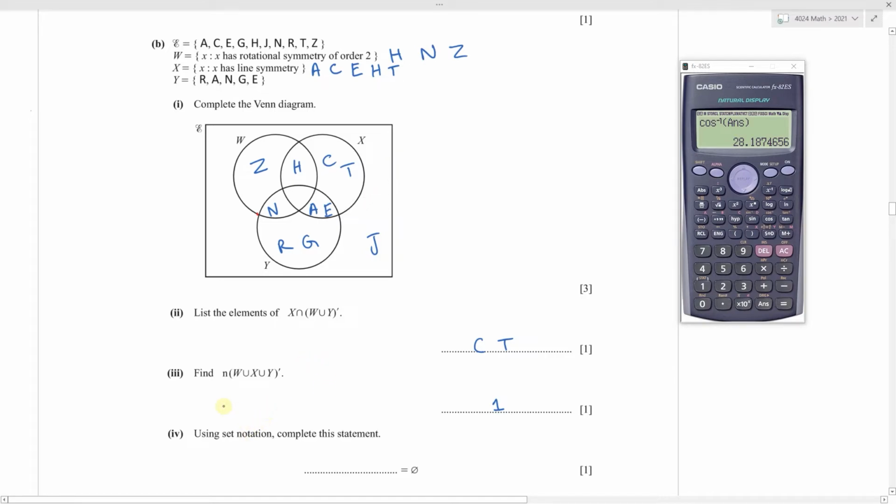The next question is: using set notation, complete this statement. So something equals 5, and 5 means an empty set. So you have this empty set, which is the intersection of all these three sets. So W intersection X intersection Y is empty, which is also known as phi.